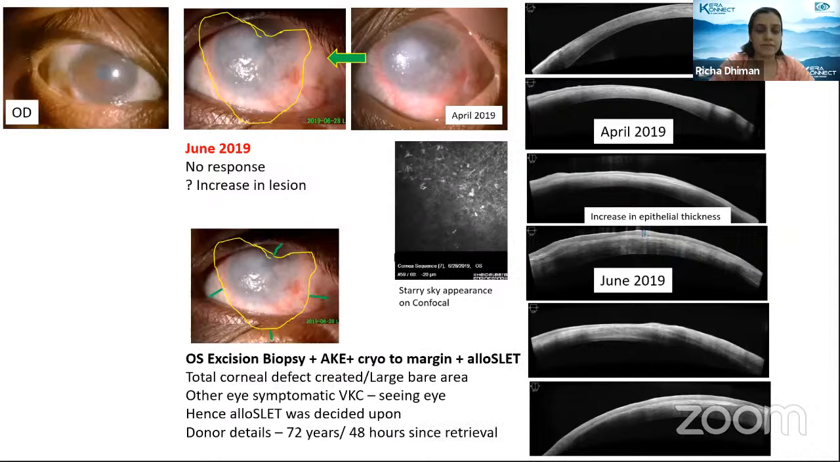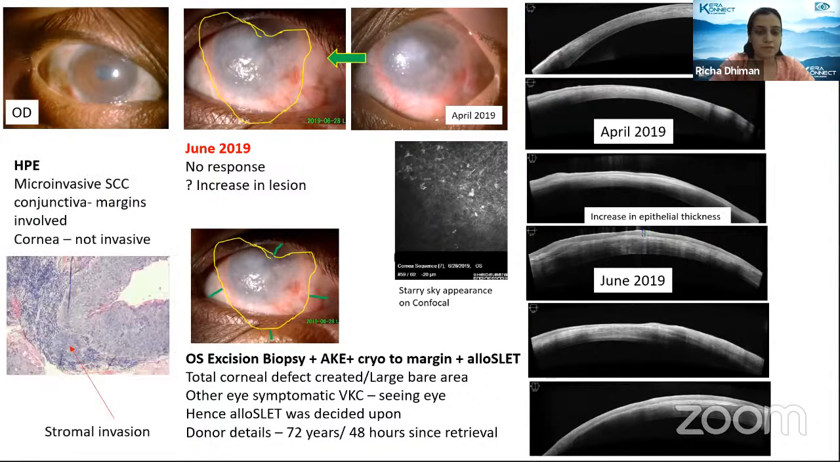When doing the excision biopsy in such a case, there will be a large bare area. So along with the wide excision biopsy, shown with the green arrows, we decided to move ahead with SLET. We decided on Alloslet in this case because the other eye of the patient was symptomatic with VKC, and the patient was not ready for a limbal biopsy from the other eye. Post-operatively, the excision biopsy showed microinvasive squamous cell carcinoma with margins involved.